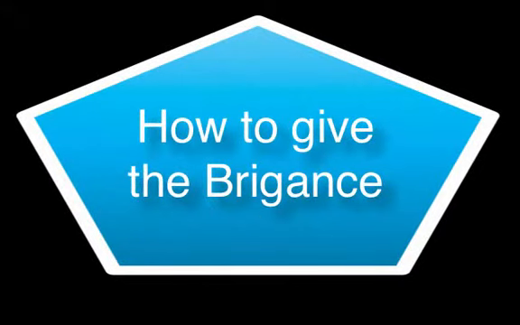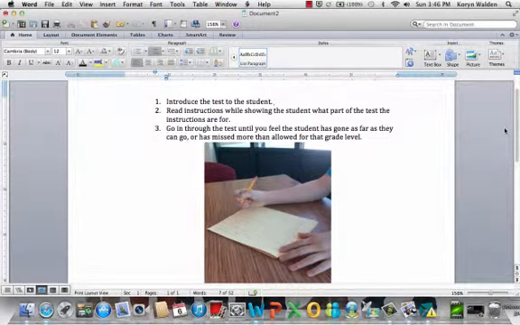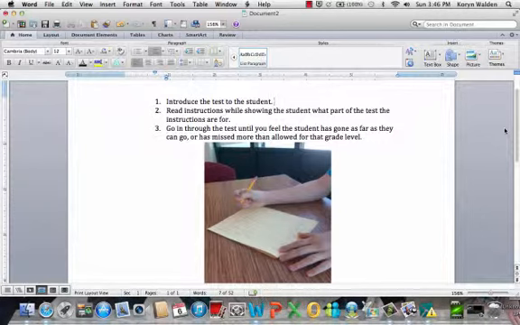It is crucial in the field of special education to know how to properly give the Brigance test. When giving the Brigance test, the first thing that you need to do is introduce the test to the student. Let them know why they are taking either the math or the reading Brigance. After you introduce the test, read the instructions while showing the student on their test what part of the test those instructions are for. After the instructions are read, go through the test until you feel the student has gone as far as they can go or have missed more than allowed for that grade level.